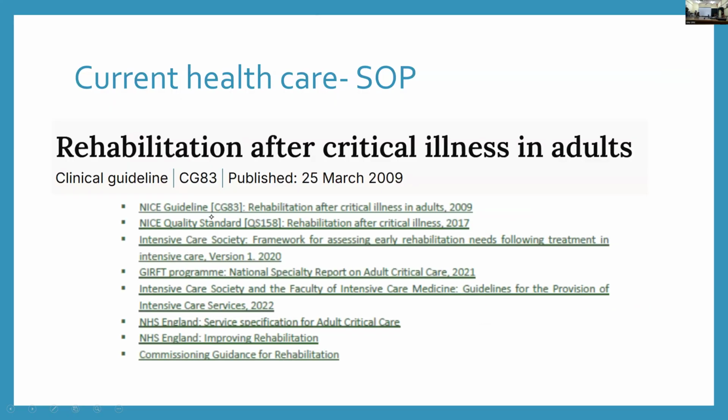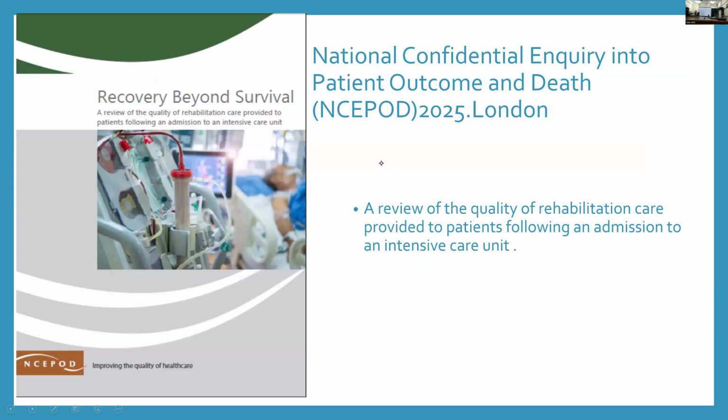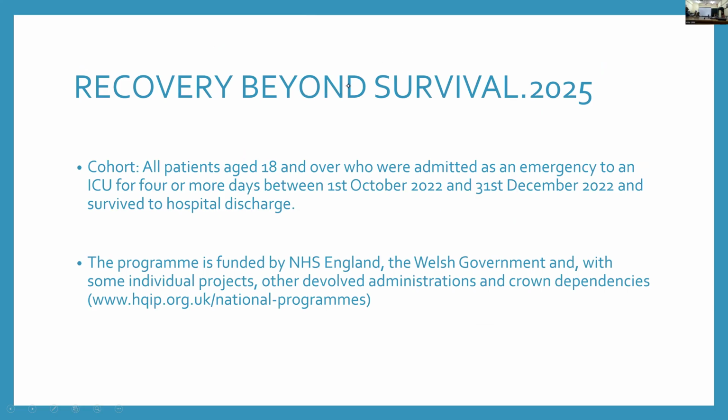Now the current standard of care, so this audit is done in England and Wales. Their current standard of care is they follow this NICE guideline, CG83, which is rehabilitation after critical care illness in adults. And these are the other guidelines they follow. This is part of the standard of care. Now, this audit was a review of the quality of the care provided to patients after an admission to ICU. So, this is titled Recovery Beyond Survival 2025.